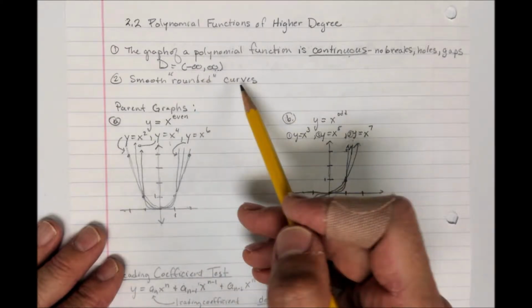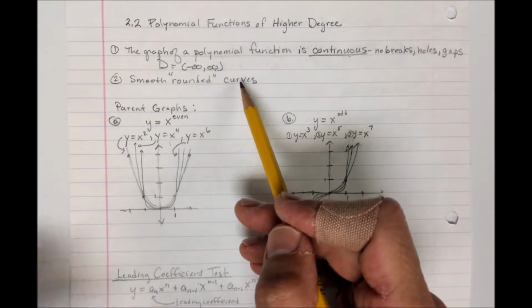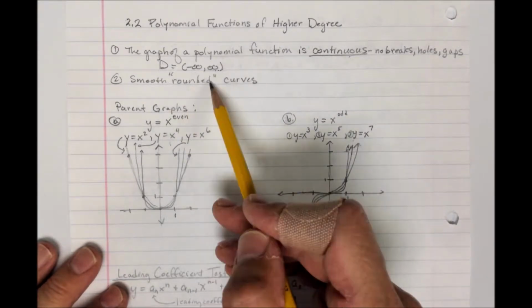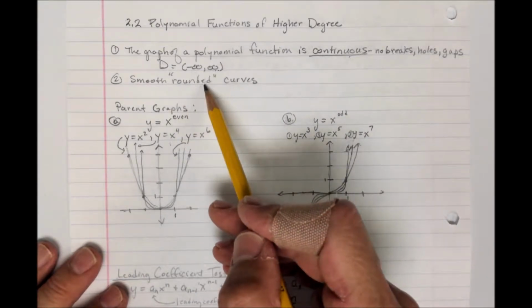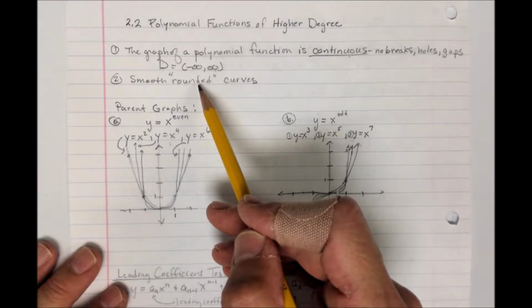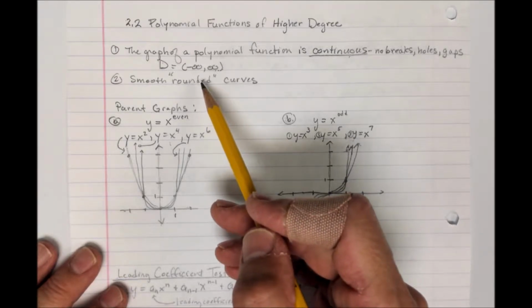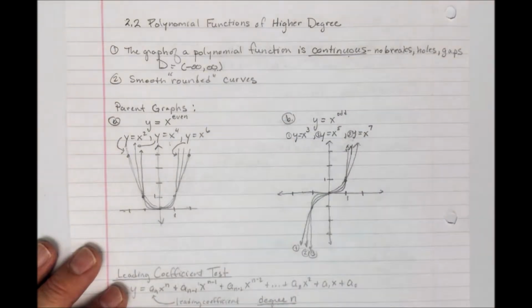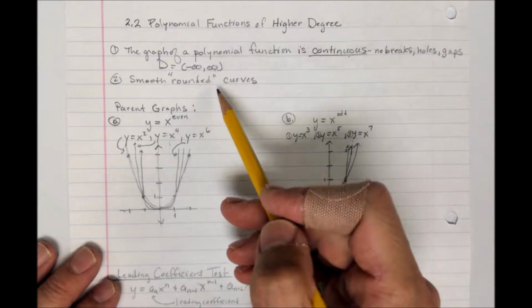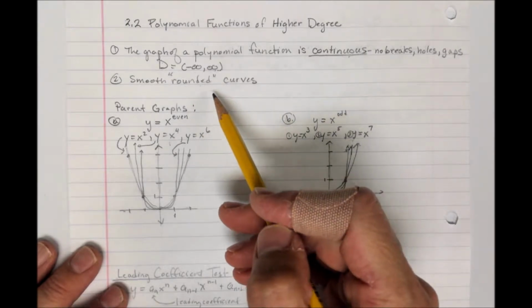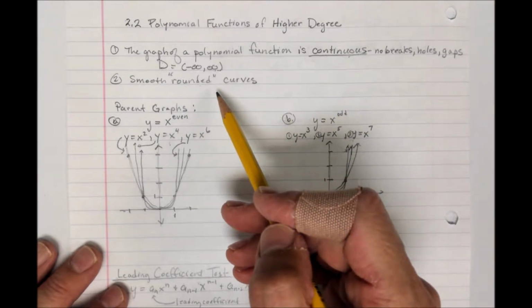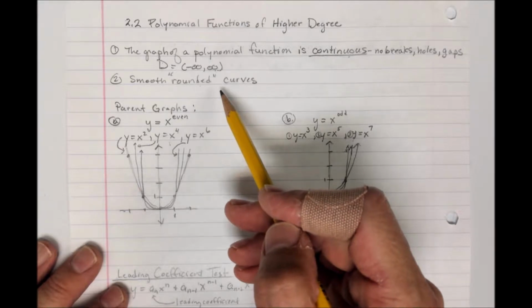The other thing that's kind of cool about polynomial functions is that you get smooth, rounded curves. You're going to have what they sometimes call turning points. The turning points kind of help you with the graph if you have to graph something. Now with a parabola, of course, there's only one turning point, and that's at the vertex.